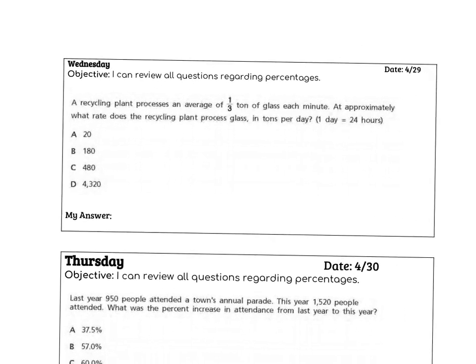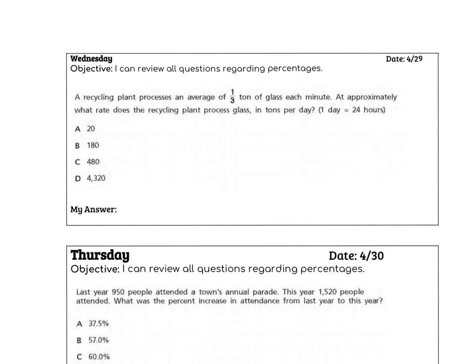All right, today's warm-up Wednesday. I can review all questions regarding percentages. So a recycling plant processes an average of one-third ton of glass each minute. At approximately what rate does the recycling plant process glass in tons per day? And 1 day is 24 hours.